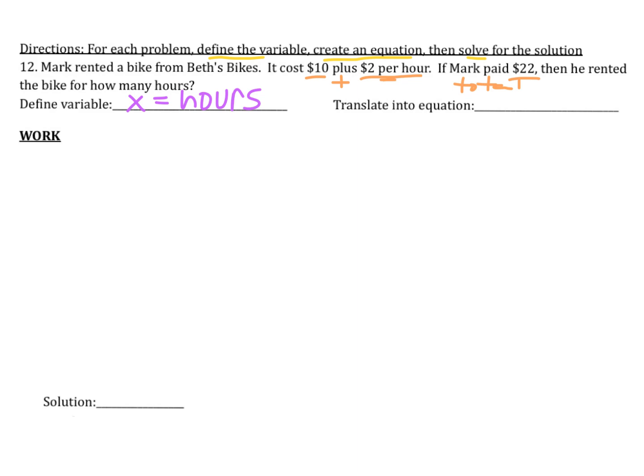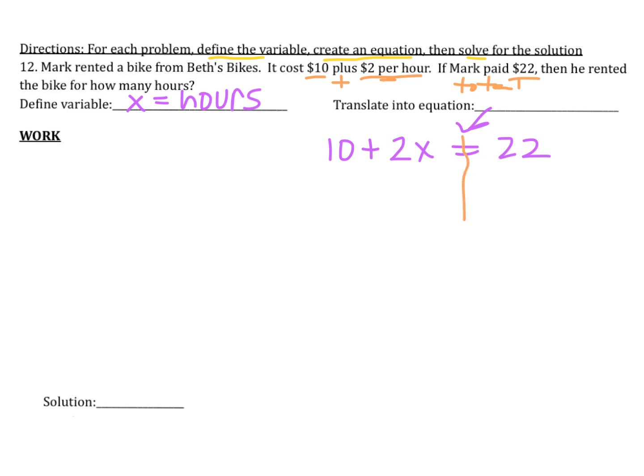So let's write our equation. I'm just going to put it right here below since I have space here. So $10 plus 2 per hour, and he paid $22. So now there's our equation. So now we go ahead and solve that equation.